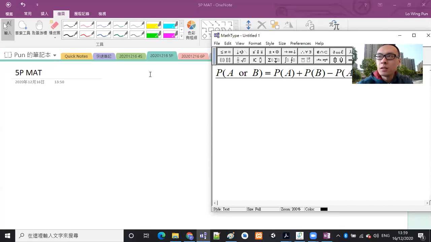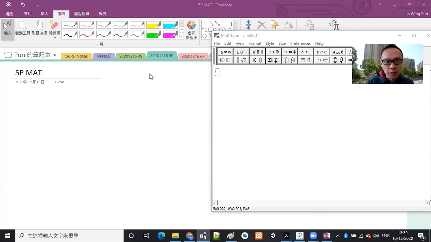Sometimes A and B will be impossible to happen. If that is the case, then this probability will be equal to 0, and when you are doing minus 0, actually you don't need to minus 0. But in general, we need to handle P(A or B) using this formula. So let me paste it here.